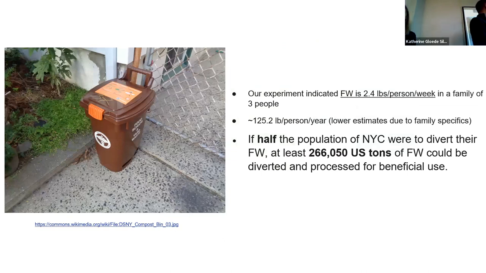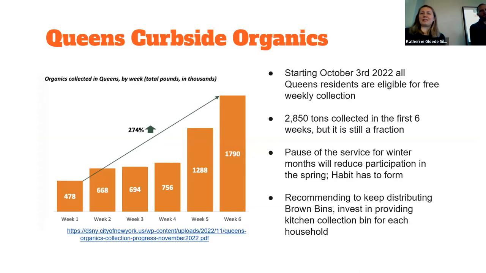So we took that number that we found, and through multiplying it by the population of New York over the course of a year, we could collectively, if just half of us were to participate in food waste diversion, divert up to 266,000 tons of food waste to be used for beneficial use. Yeah, 250,000 tons. That's a lot, I think. So how do we get there?